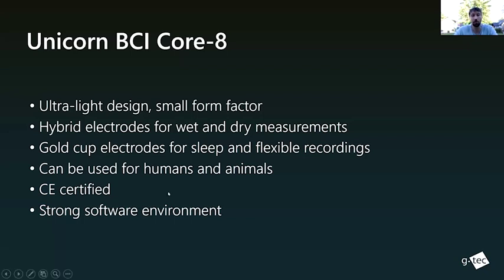Yes, and as I said, it can be used for humans. In animals, what we did until now is measure dogs and horses, but we're looking forward to testing the system on a lot of different species and seeing results there.